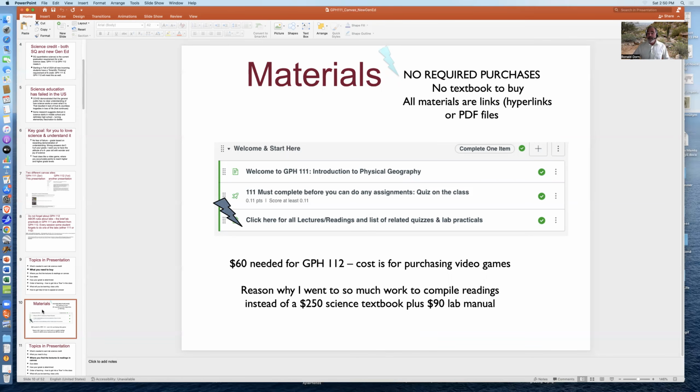And I did this because there's a $60 cost for the GPH 112 lab class. It's the cost for you purchasing video games. So what we've done, Dr. Ryan Heintzman and I, in building the 112 class, was to remove a $90 lab manual, embed that lab manual inside Canvas, remove the $250 lab textbook for this class, and put all the readings together in this class. And I think that the $60 fee for video games is a lot more reasonable than the $340 alternative for a more traditional approach to a lab manual and a lab science textbook.